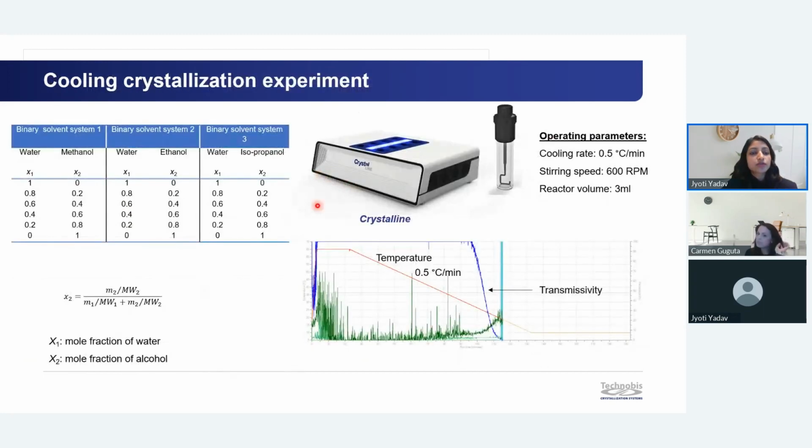Then coming to the effect of solvent and solvent composition on crystal habits, cooling crystallization experiments were performed using Crystalline instruments. For this, a predetermined amount of ascorbic acid as per solubility at 60 degrees Celsius was added in 3 ml of solvent system in such vials. The program was first set to heat to a high temperature of 60 degrees Celsius, then cool to 20 degrees Celsius at a cooling rate of 0.5 degrees Celsius per minute, with stirring at 600 RPM. During the experiments, images were recorded at an interval of 2 seconds.